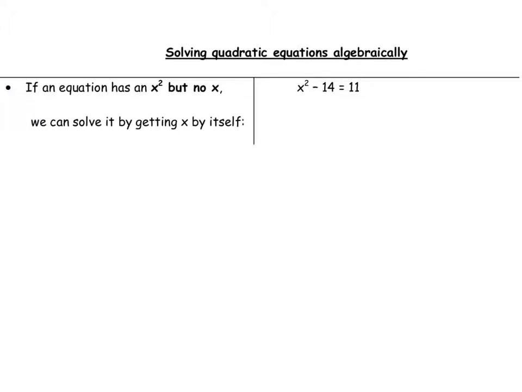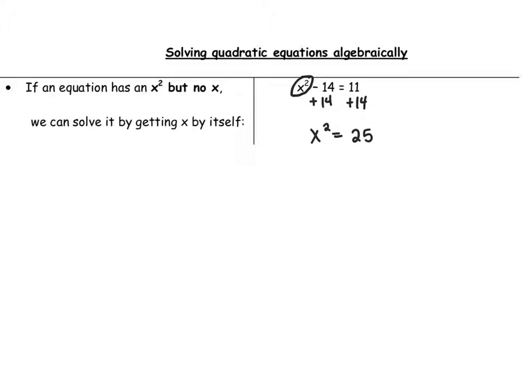Actually solving a quadratic. If an equation has an x squared but no x value, so what that means, like a full quadratic would have x squared plus, say, 3x plus 5. It has the a, b, and c. All three terms are there. This one doesn't have that b term. So in this case, the only x that I have in this equation is the x squared. So I can simply isolate x. So I can add 14. Then I have x squared equals 25.